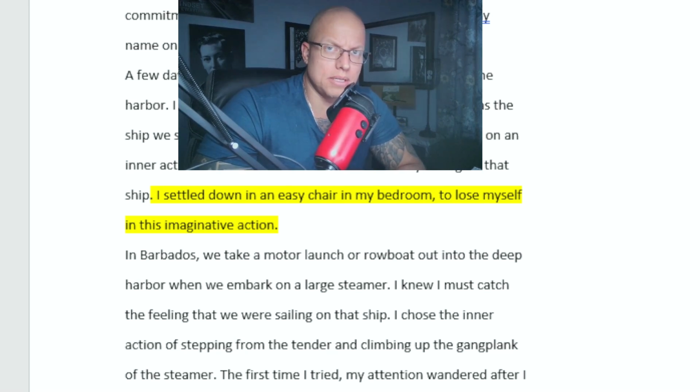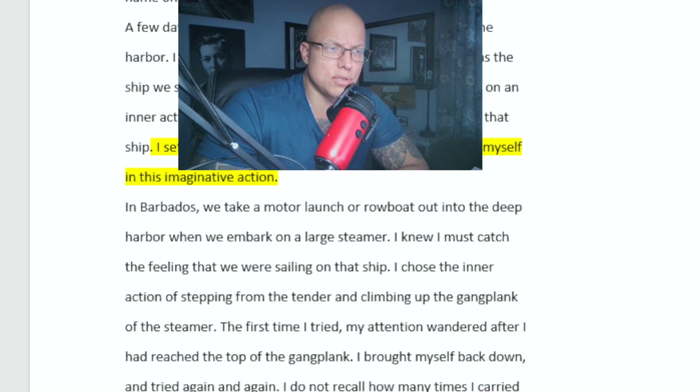So he figured out exactly what the feeling was that he needed to capture to impress the subconscious mind in the state akin to sleep. Okay, so that's what he did. I chose the interaction of stepping from the tender and climbing up the gangplank of the steamer. The first time I tried, my attention wandered after I had reached the top of the gangplank.